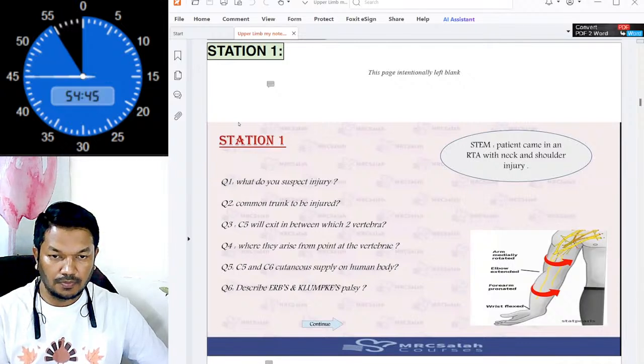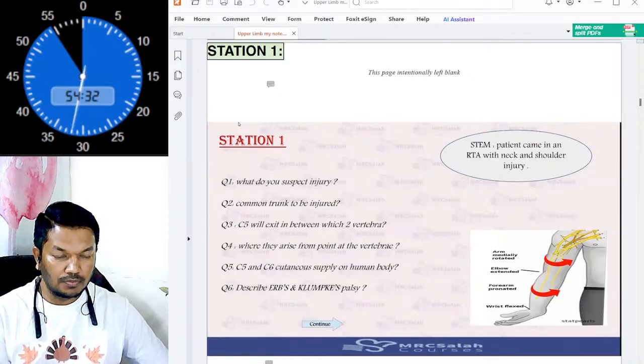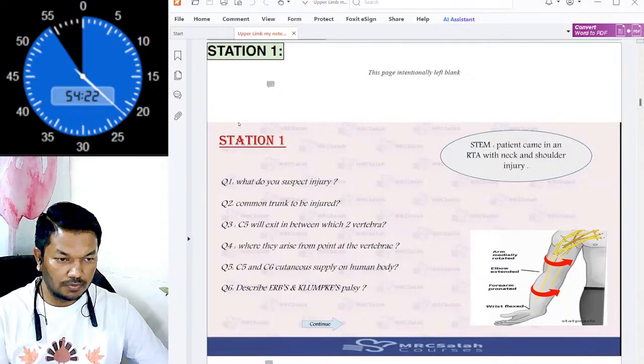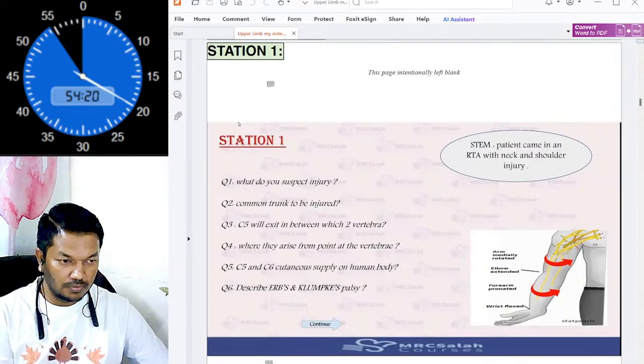Erb's palsy is the injury to the upper trunk, cervical 5 and 6, and it's called waiter's tip deformity. There is a motor affection: the arm is adducted, the arm is medially rotated, the forearm is extended, and the forearm is pronated. And sensory affection, a loss of sensation on the lateral side of the arm and forearm.